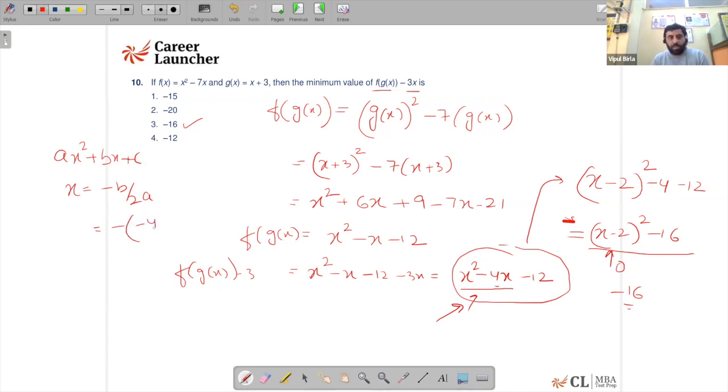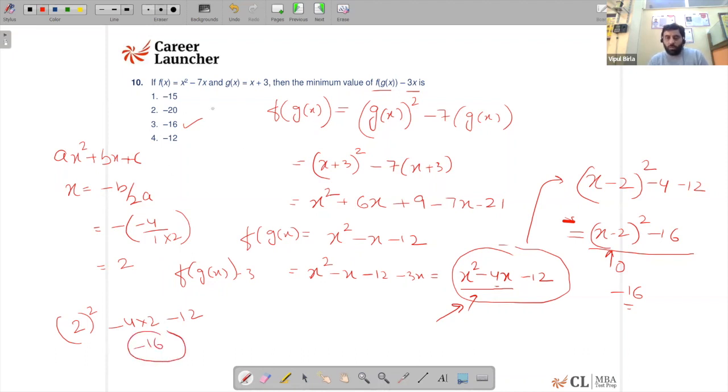So it is going to be minus 4 upon, a is equal to 1, so therefore 1 into 2, which is coming out to be nothing but 2. So the moment you plug in x equals to 2 in this equation, you'll get the minimum value of the expression, which is 2 square minus 4 into 2 minus 12, which is coming out to be nothing but minus 16, which is the answer to this question.